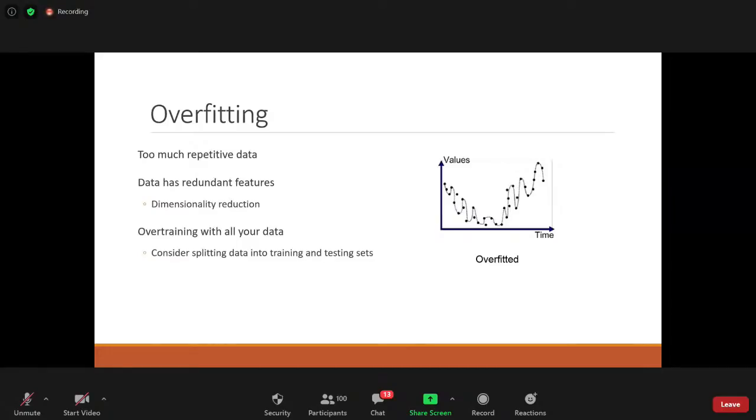Another thing that can happen is when you overtrain with all of the data that you have present. One way to combat overfitting is to split your data into multiple separate groups, where one group of your data is a training set. So you train only on that, and you use a separate independent group of data for testing. That way your testing data is outside of your training data. This can prevent your model from overfitting to only the data that you supply it.